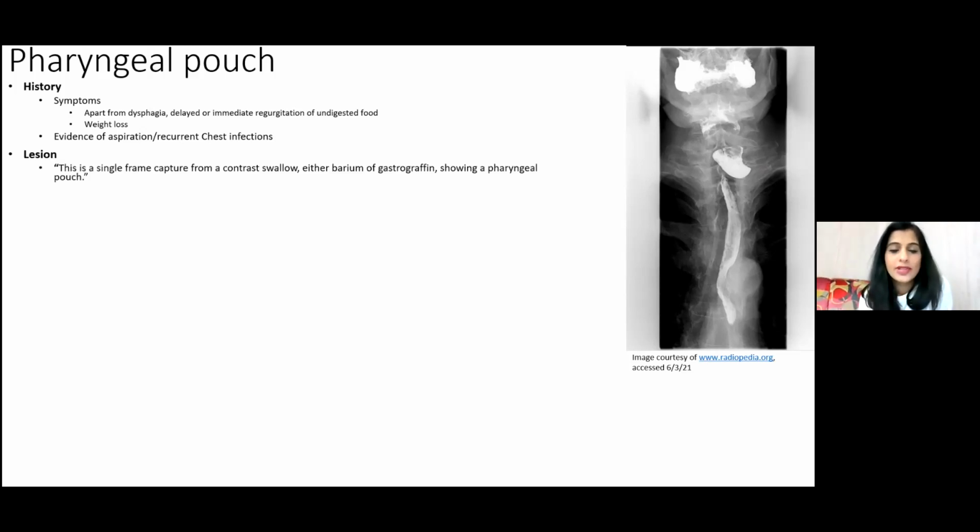When you're describing the film, this is a single frame capture from a contrast swallow either of barium or gastrografin showing a pharyngeal pouch.